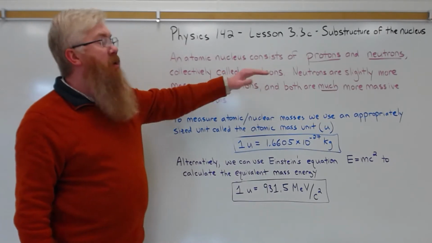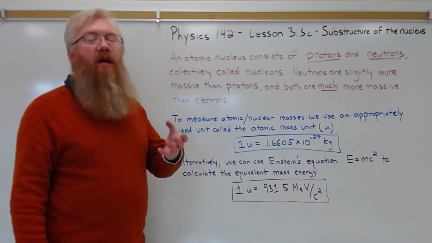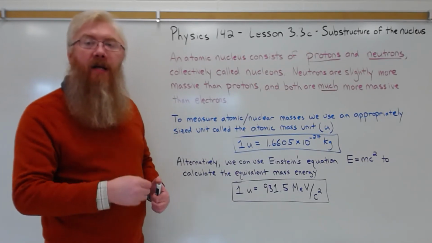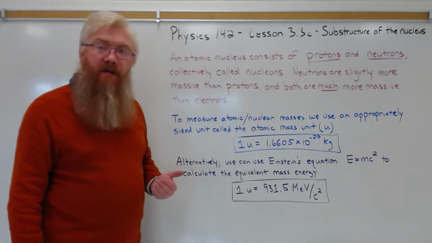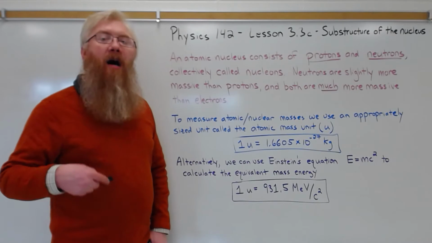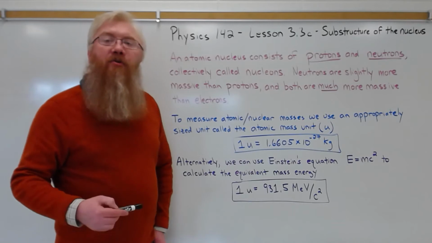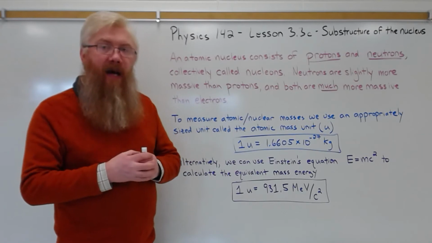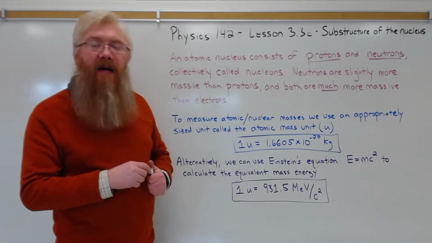Collectively, all of these things together are called nucleons. So a nucleon refers to a proton or a neutron. It refers to a particle in the nucleus. Electrons are not nucleons because they are not found in an atomic nucleus. Now, neutrons are slightly more massive than protons are, but both are significantly more massive than electrons, about 1,800 times more massive than an electron, roughly, which means that the vast majority of mass in an atom is in the nucleus of that atom. The electrons make up a very small fraction, far less than 1% of the mass of an atom.